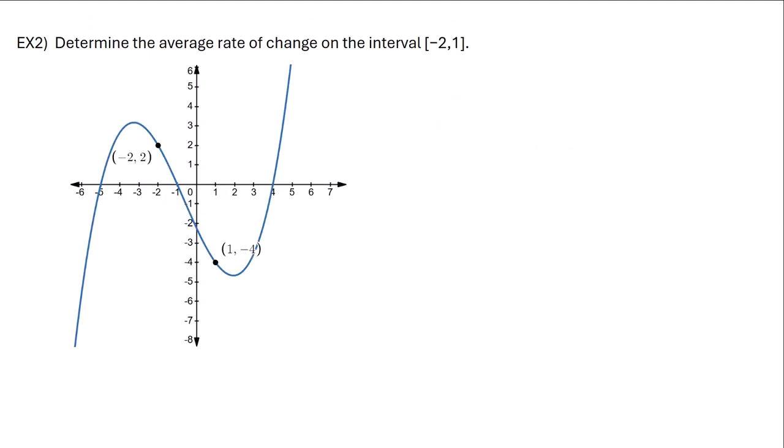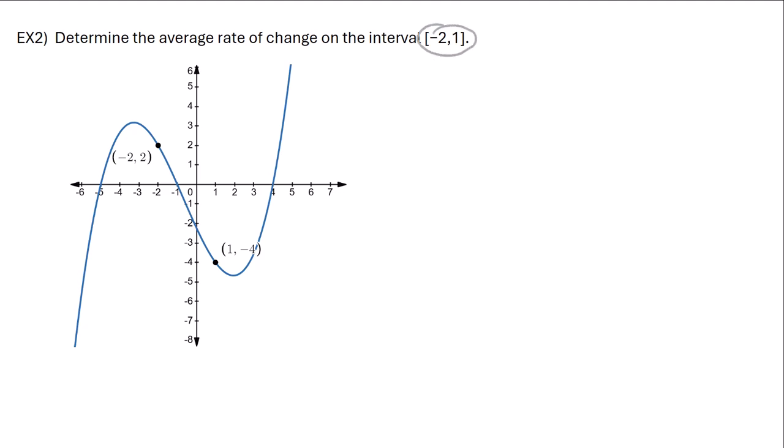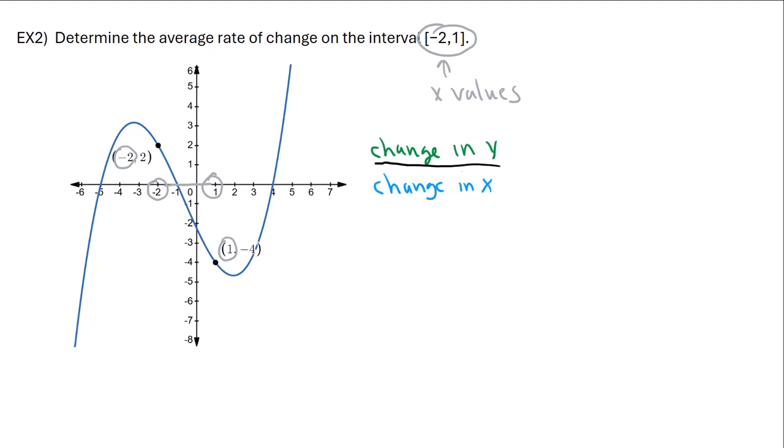In example 2, we want to figure out the average rate of change on the interval -2, 1. And this is referring to the x values, part of the domain. So we want to go from -2, this is where x equals -2, and we're going to take it to where x equals +1. So that's going to be this point right here, that -2, to this point right there where that's +1. So we're going to use the change in y and we're going to divide it by the change in x. So in the numerator, we're going to use change in y first. So let's start with that.